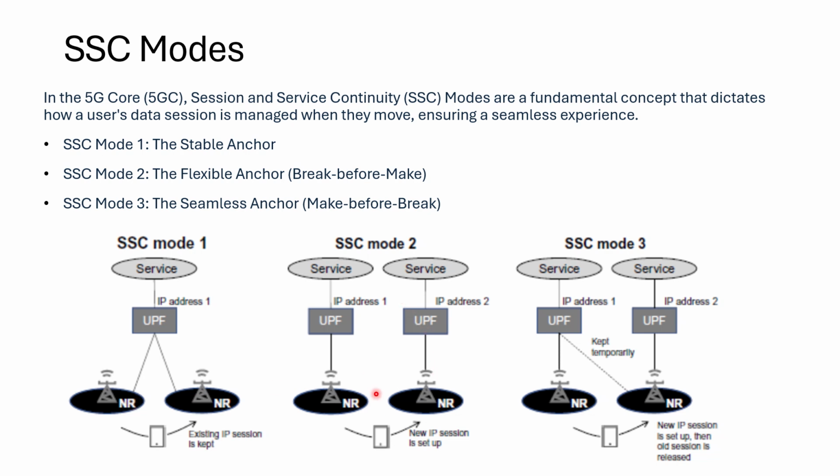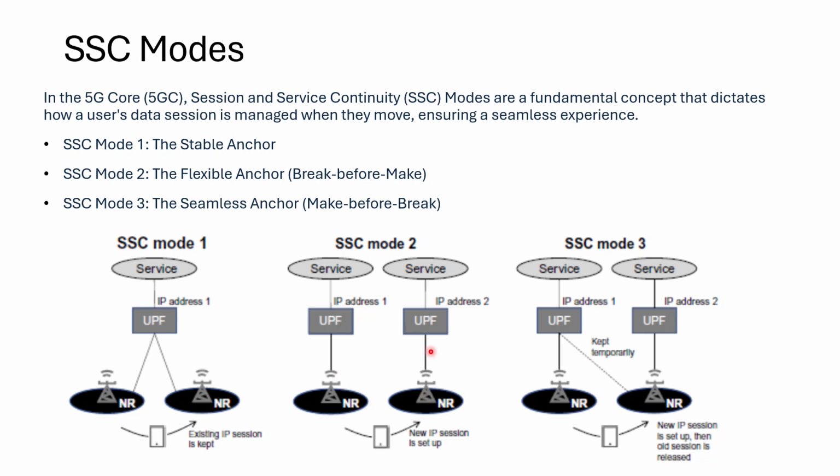Then we have SSC mode 2, which we call the break before make approach. Here the network keeps the UPF close to the user to maintain low latency. As the user moves, the network determines that the original UPF is too far away. So the network terminates the connection to the first UPF before establishing a new connection to a new closer UPF. Here the UE drops IP address 1 and acquires a completely new IP address, that is IP address 2, from the new UPF. The old session is broken and a new IP session is set up.